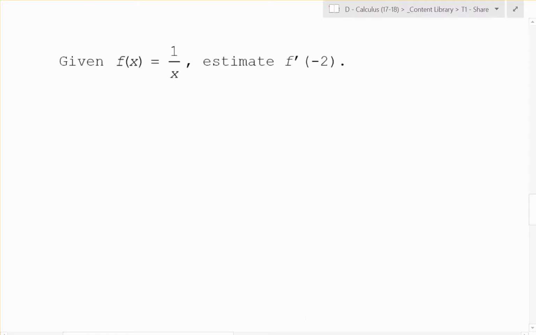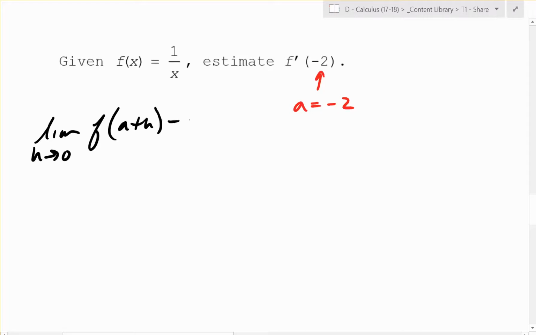So let's do another one. Again, identify your a value. In this case, it's negative 2, and then write the difference quotient. So now you've written the difference quotient. Now you need to plug in a is equal to negative 2.